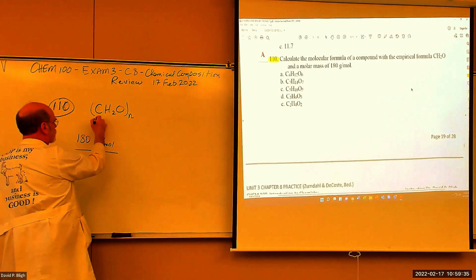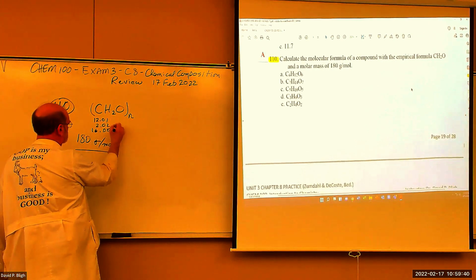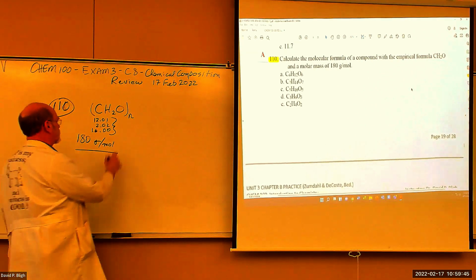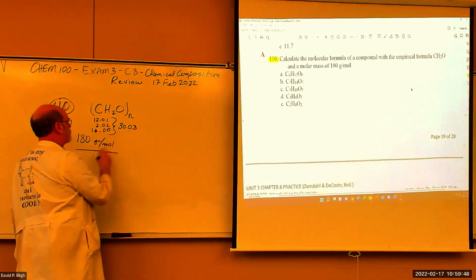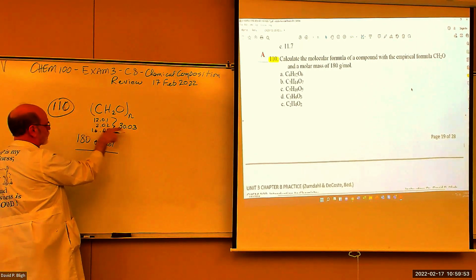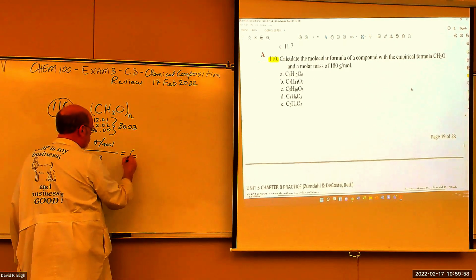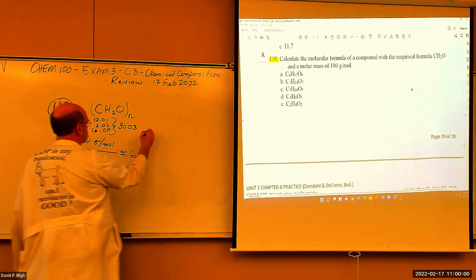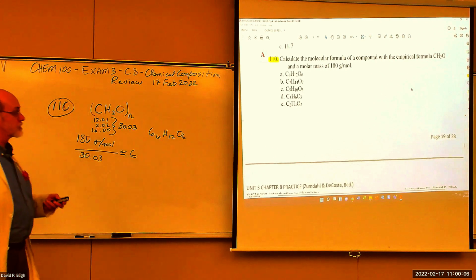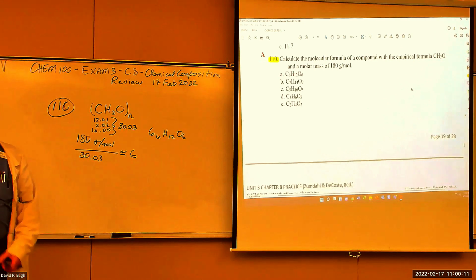So let's see, carbon is 12.01, and then 2.02 for hydrogen, and 16. Right, so we got 30.03. Okay, so we divide by 30. So that should be about 6. So C6H12O6, probably glucose. Here it is. Okay.